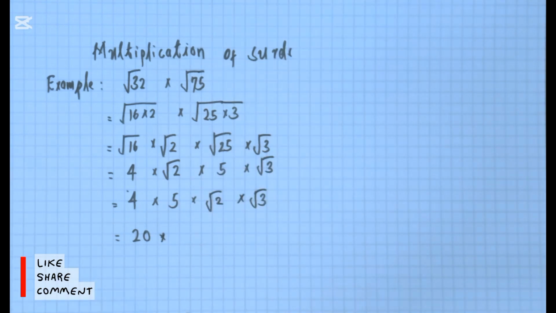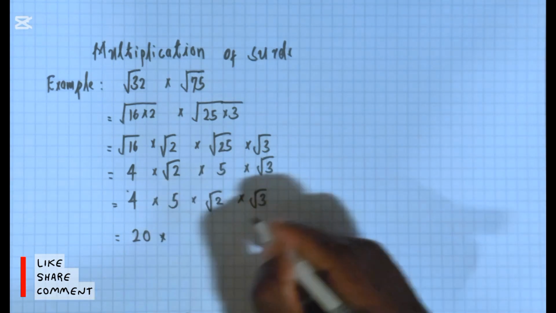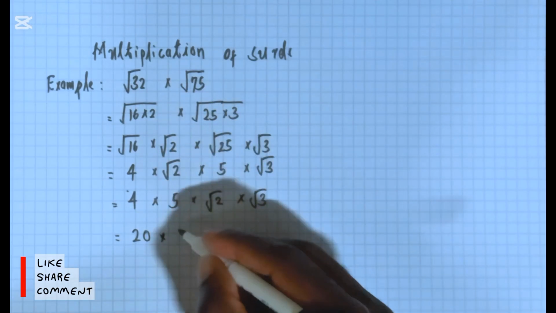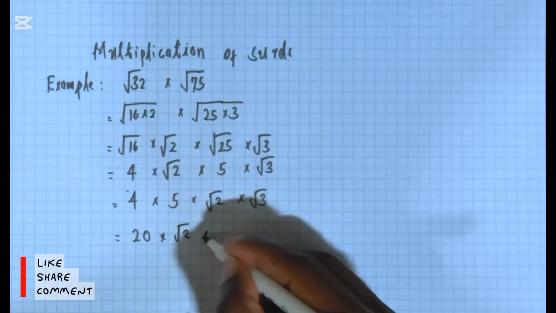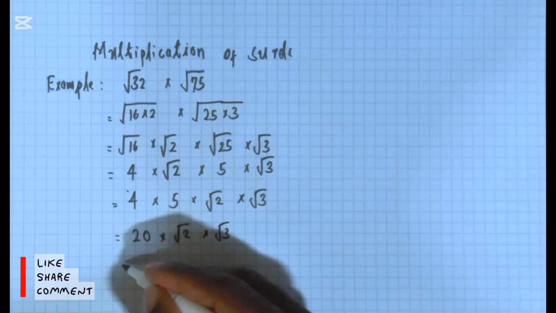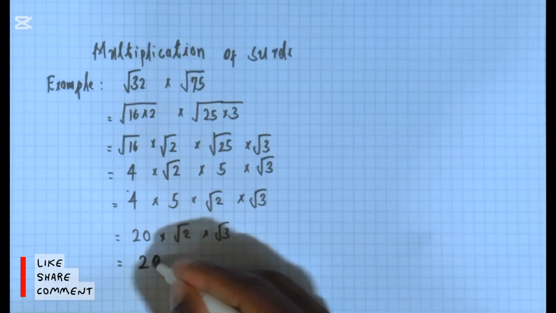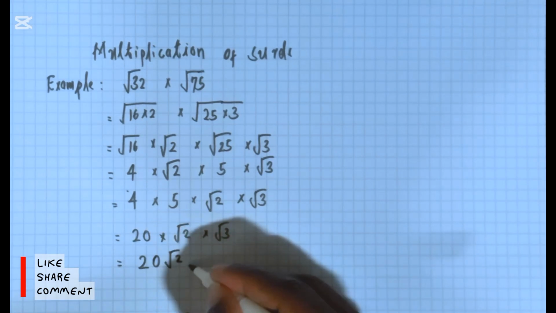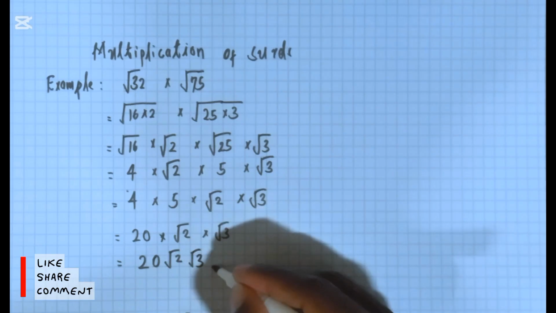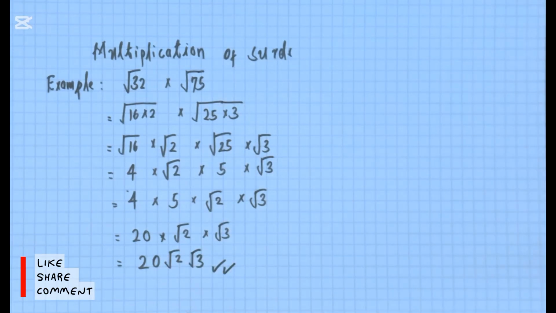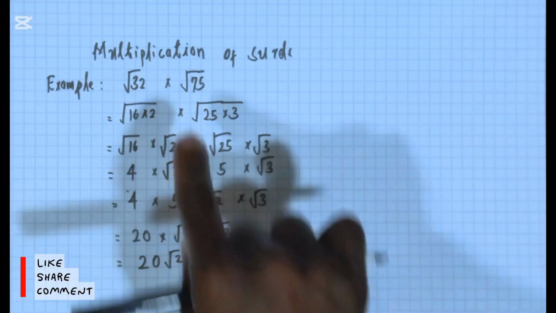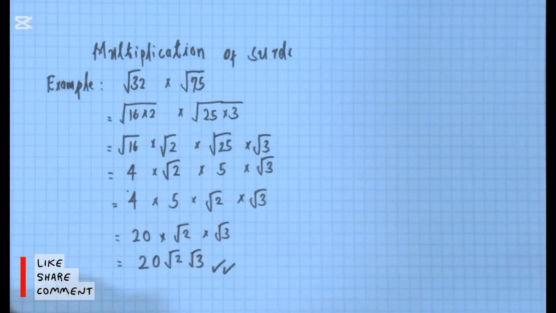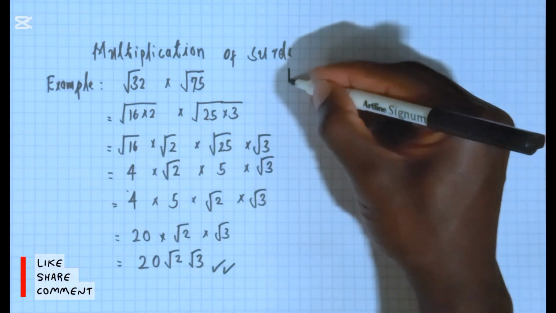But remember, we are trying to leave our answer in its simplest form. So we won't have it as root 6. We just have it as root 2 times root 3, which we can simplify to 20 root 2 root 3. And so that's it. That's the product of root 32 times root 75. All right, so that is it for example A.